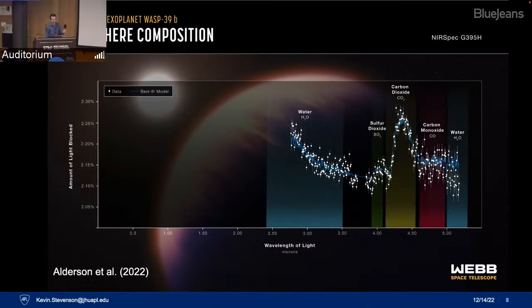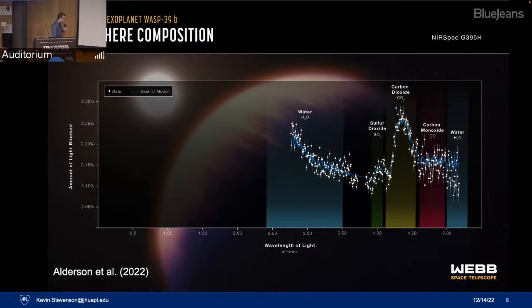And next we have the NIRSpec G395 GRISM. Again, higher resolution, spanning about 2.5 to 5 microns. We have these similar features here. The first definitive detection of carbon dioxide in a transiting exoplanet atmosphere. And we also have this beautiful SO2 detection.